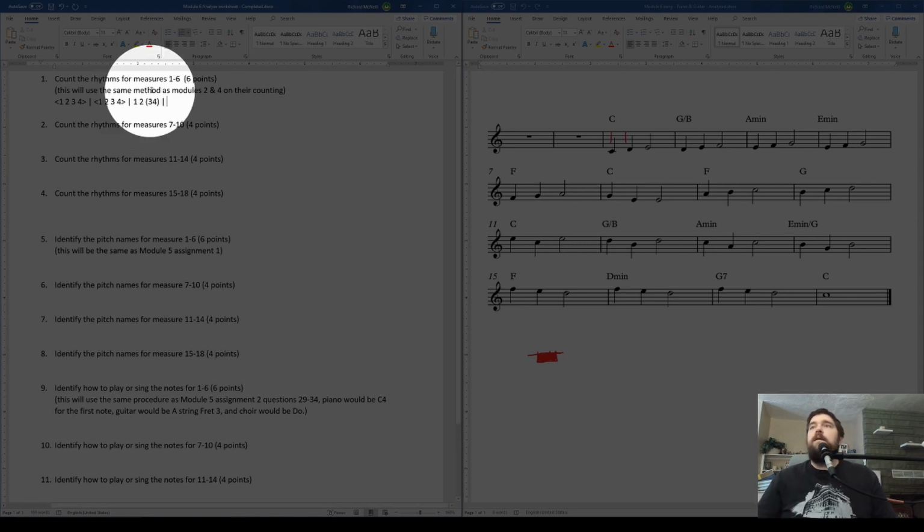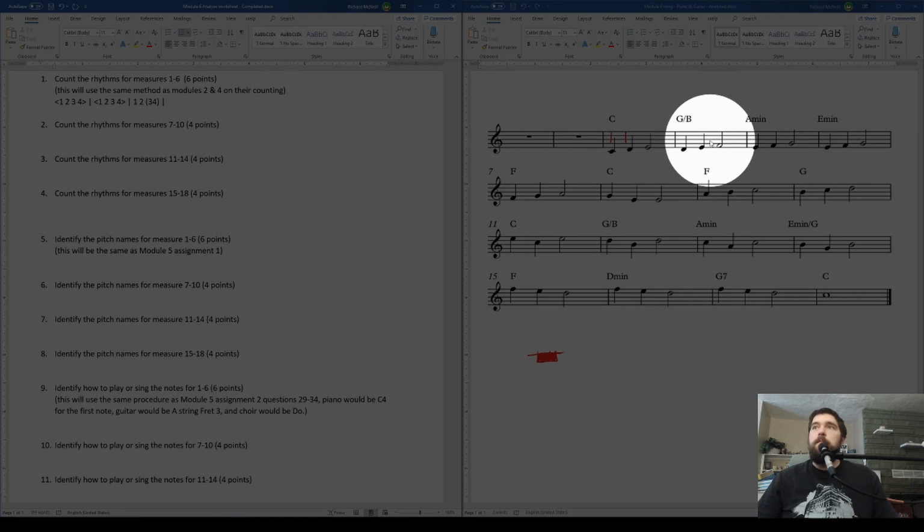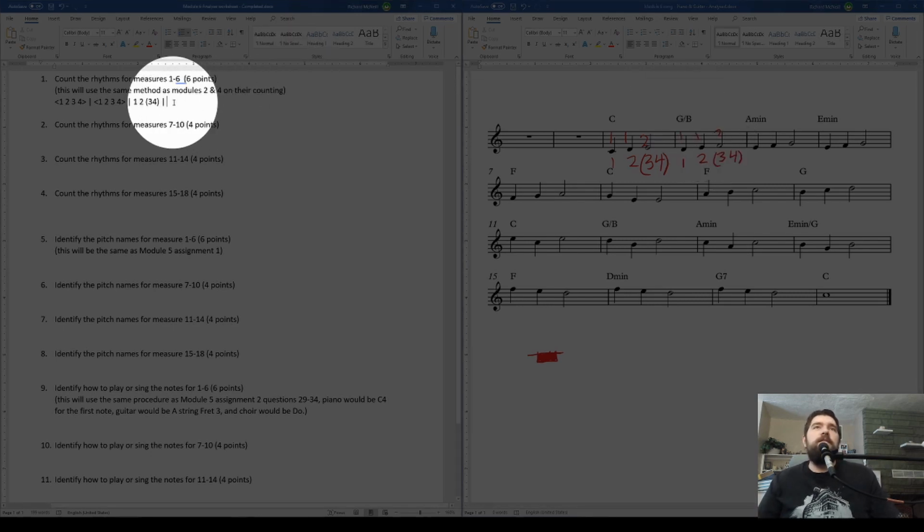New measure. Now I come back over here. This is measure 3. I see that this rhythmic pattern is the same as the previous measure. We have quarter note, half note. So that's 1 beat here, 1 beat there, and 2 beats with the half note. Now I know what my counting is. I come back over here and I write it down into my worksheet: 1 beat, 1 beat, 2 beats.